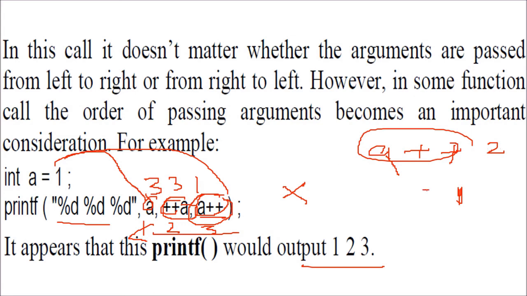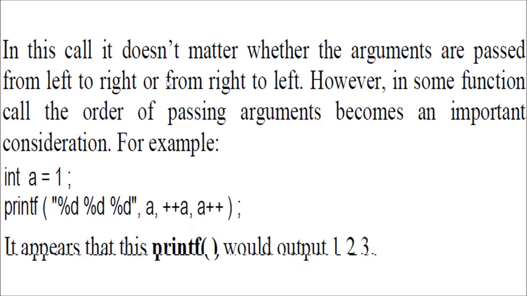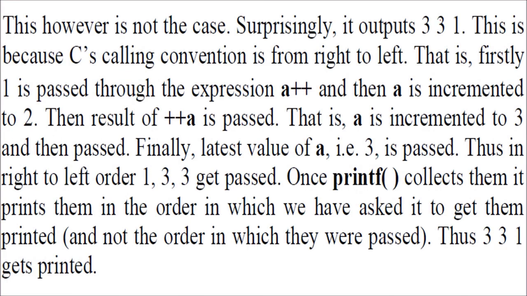And plus plus A will make it 3. Now again A is there, so it has already become 3. So 3, 3, 1 will be printed. 3, 3, 1. I hope you got the idea. So the ordering becomes very important, and the 3, 3, 1 has come because C's calling convention is from right to left. This you have to understand. This is very important. There is an issue.